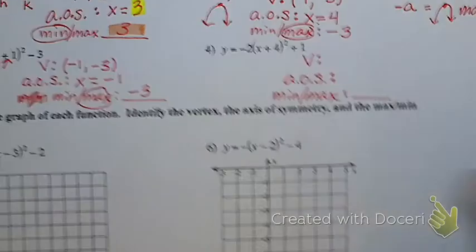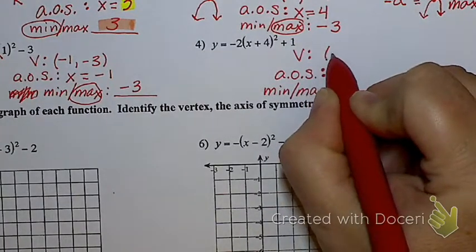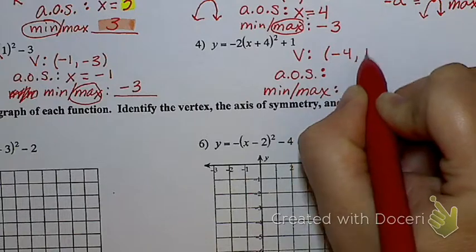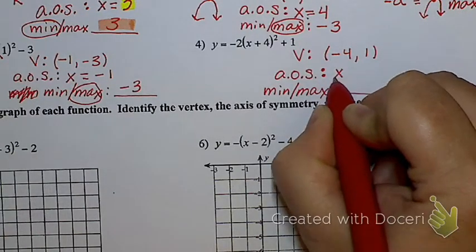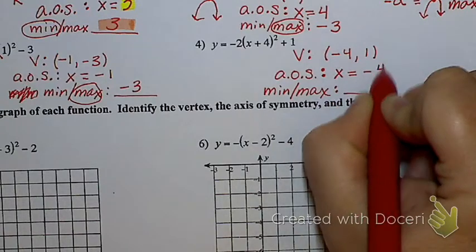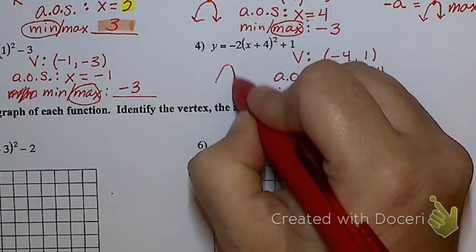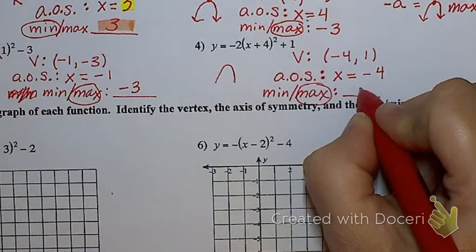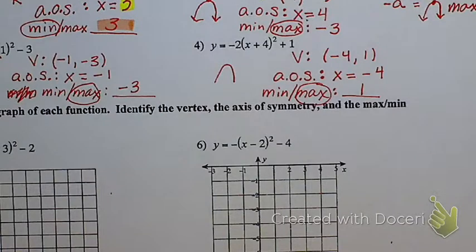All right, number 4, what's my vertex? -4. What is my axis of symmetry? X equals -4. Does this have a minimum or a maximum? A maximum. Because again, it's opening down, so it has a maximum value of 1. So far, so good? Okay.